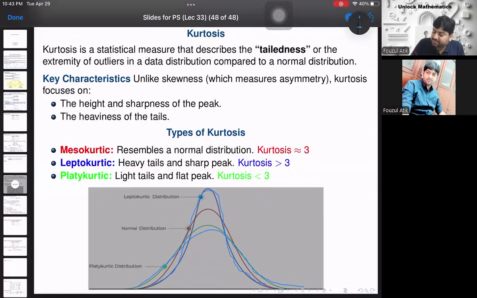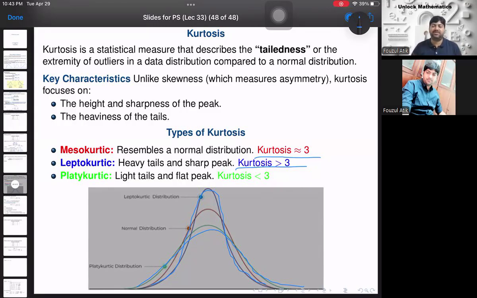Now it has some measures also. In the case of a normal distribution, the kurtosis value is approximately 3. If your kurtosis is more than 3, it is called leptokurtic, which means it has a heavy tail and sharp peak. If the kurtosis value is less than 3, it is called platykurtic. In this case the tail is light and it has a flat peak, right? So these are the geometrical significance of it.